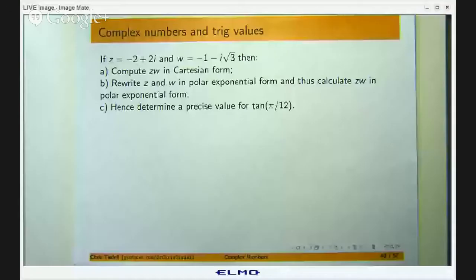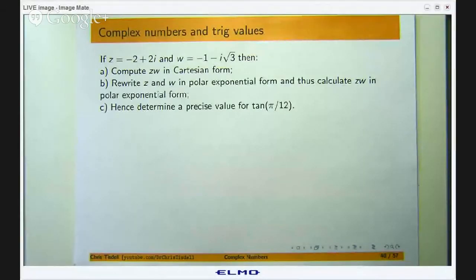In this presentation I'm going to continue my series of videos on complex numbers. Now in previous presentations we talked about various forms of a complex number, including a polar exponential form. Now in this video I'm going to do an example that draws on various aspects of that polar exponential form. So let me share my screen with you and we can start.